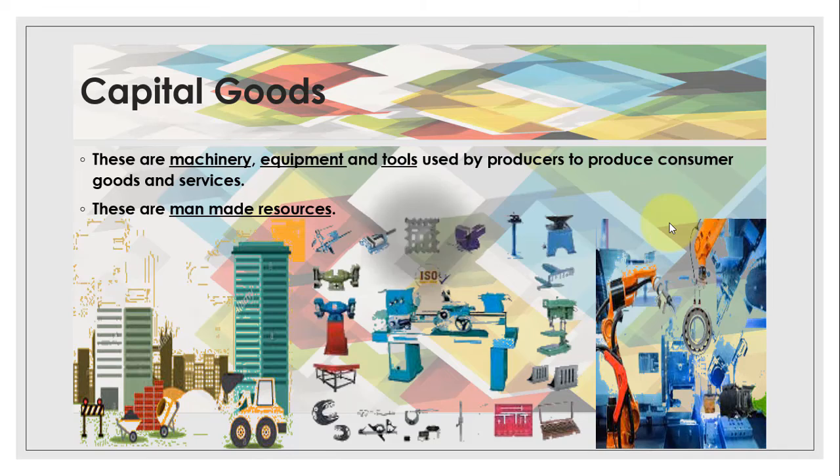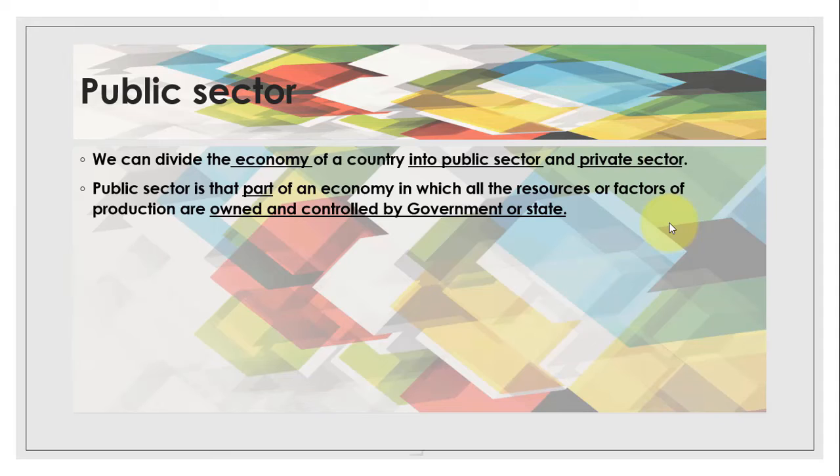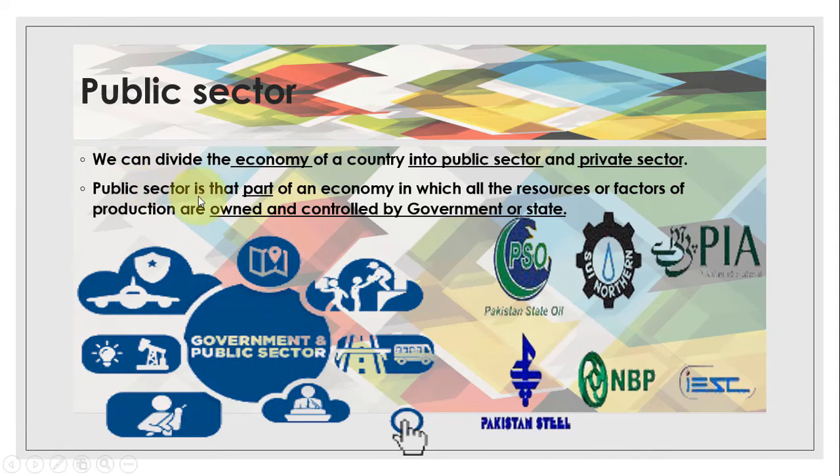Public sector. We can divide the economy of a country into public sector and private sector. Public sector is basically that part of an economy in which all the resources or factors of production are owned and controlled by government or state, like Pakistan State Oil, Pakistan Railway, Pakistan Steel, National Bank of Pakistan, similarly PIA. These are all public sector organizations. These are owned and controlled by government.